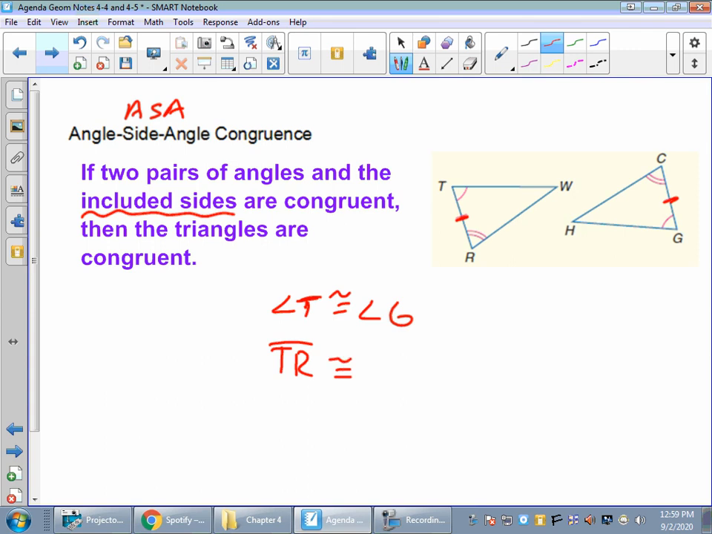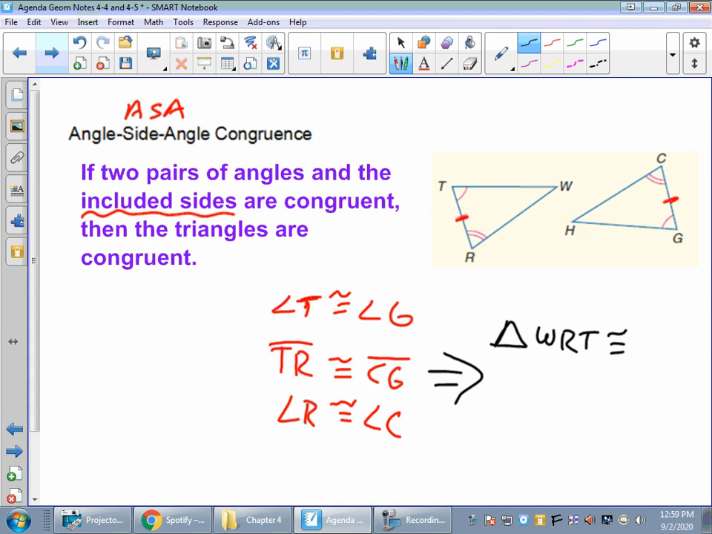And that would be our included side. And then finally, we have another angle, the double arc with angle R and angle C. Okay, so because of that, now we're listed angle, side, angle. And so we could say that triangle, let's call it WRT, would be congruent with triangle.